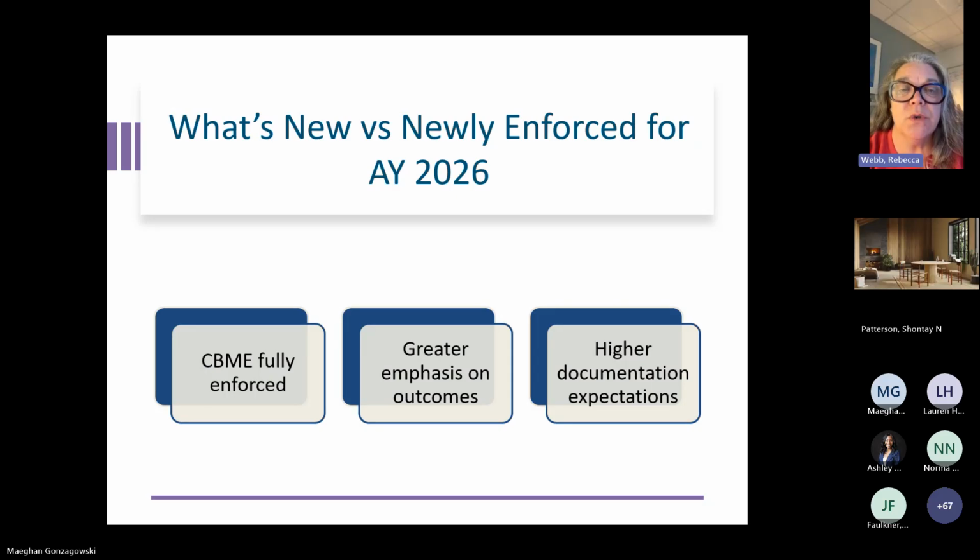Okay. So newly enforced for the 2026 academic year, CBME will be fully enforced. That means anything that is in the program requirements will need to be upheld. They're going to be watching for that this year. There will be a greater emphasis on outcomes, and there will also be higher documentation expectations for programs. Next slide.